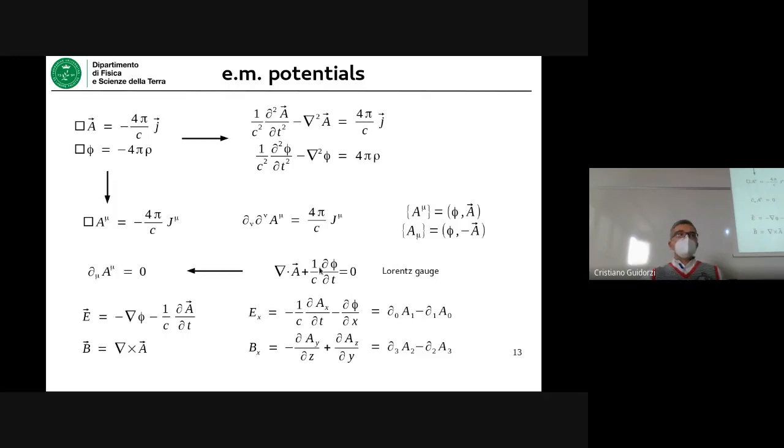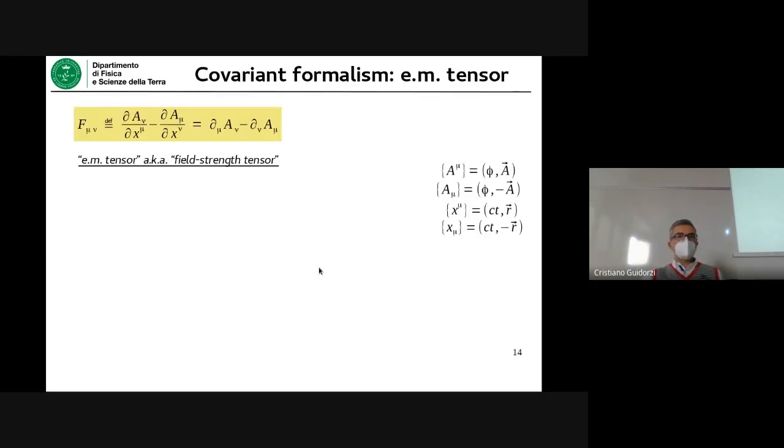It's possible to summarize into a unique object the three components of both the electric field and the magnetic field into one single object, which is this guy here, which is a rank 2 tensor, which we call F mu nu, which by definition is defined as the partial derivative of A nu with respect to x mu minus, you swap the two indices.